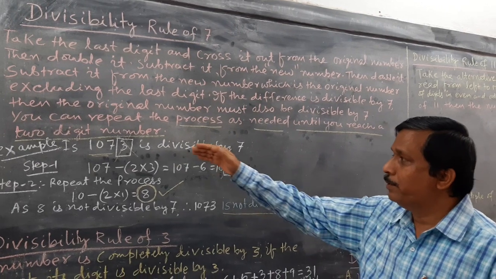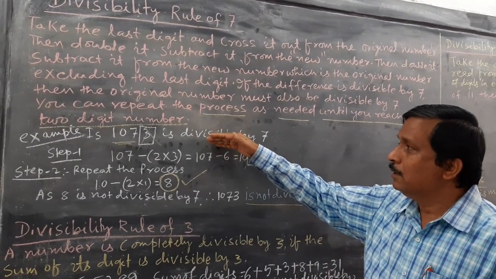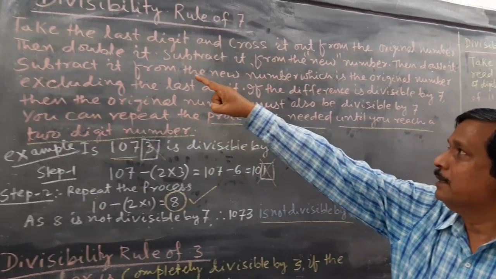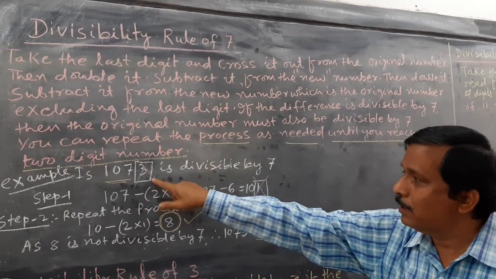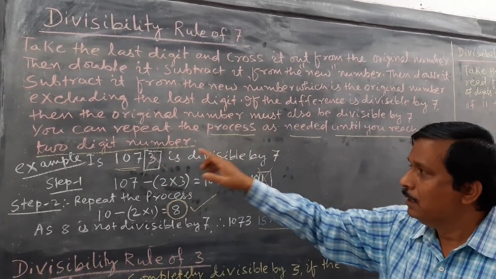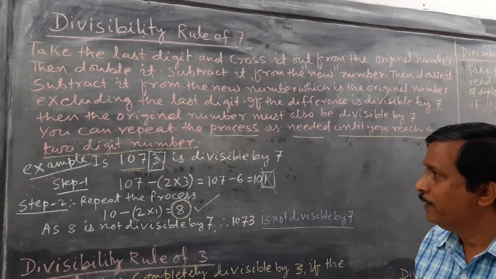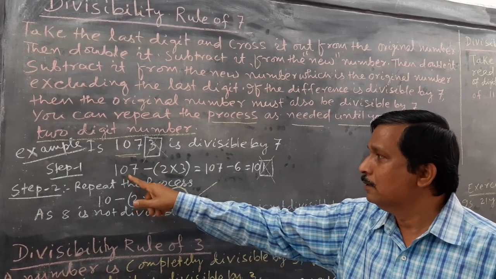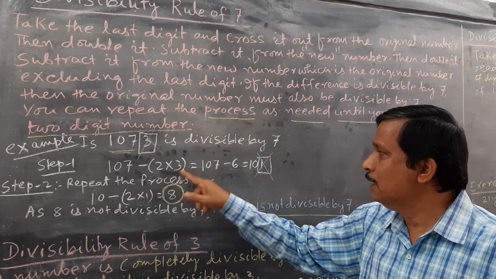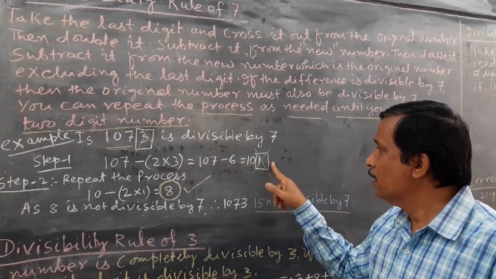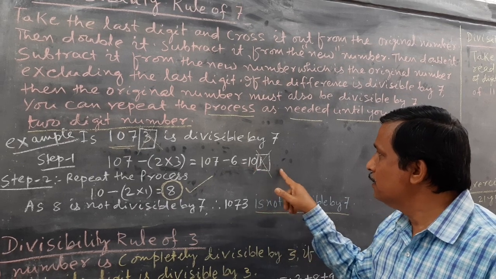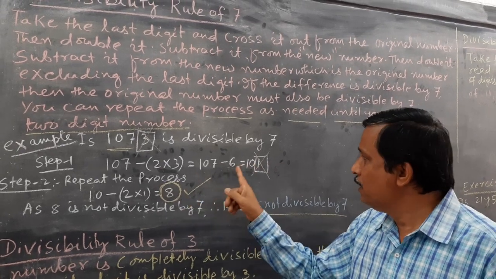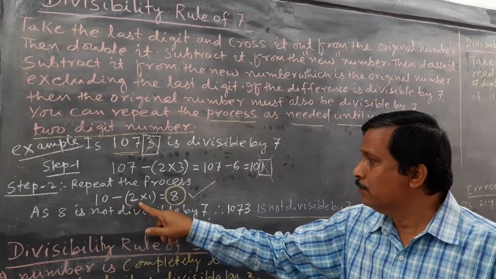Practice makes a man perfect, so that you will be the winner of any interview or any reasoning or any mathematical test. First take the last digit, whatever it may be, a 6 or 7 digit number, and you cross the last digit. Then you double that number and subtract from the remaining number. So here 107 minus 2 into 3, that is 107 minus 6, that is 101. Again now it is not a single digit number. So again you cross this, double and subtract from the remaining. That remaining is 10. So 10 minus 2 into 1, that is 8.